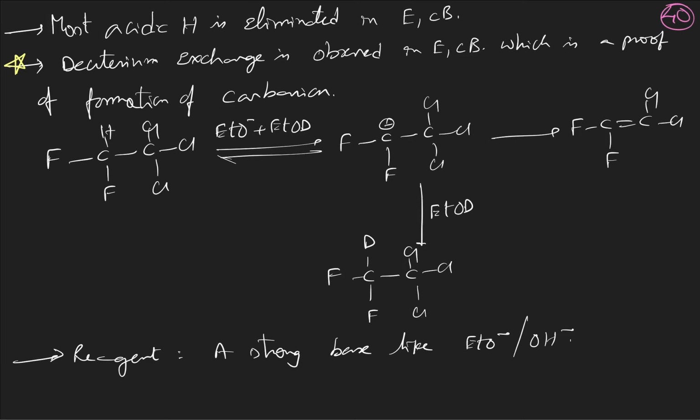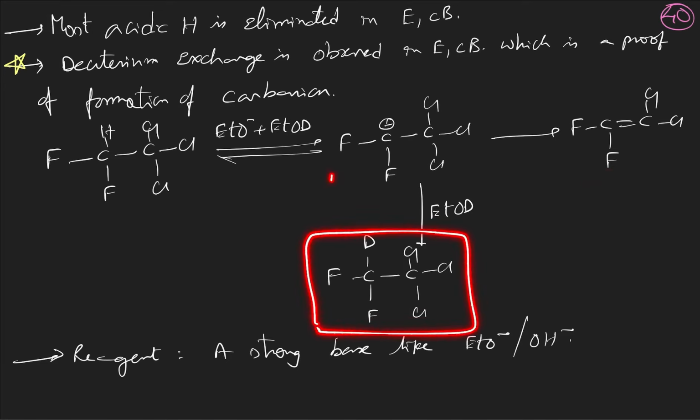So same thing here. If deuterium exchange is happening, like you see here, this is a compound in presence of base, H plus ion is removed from the beta carbon, forming the carbanion. Now this carbanion is taking D plus from the reagent and forming a deuterium substituted product. So along with the alkene, you are getting a deuterium substituted product.